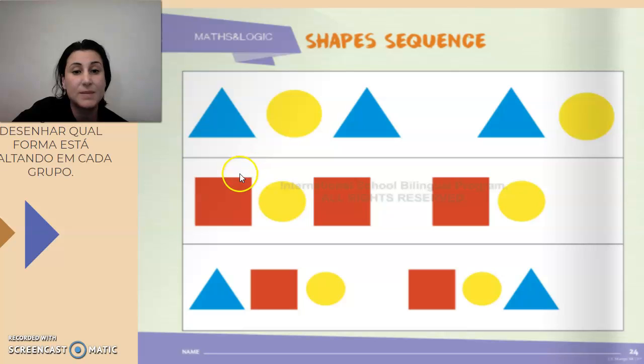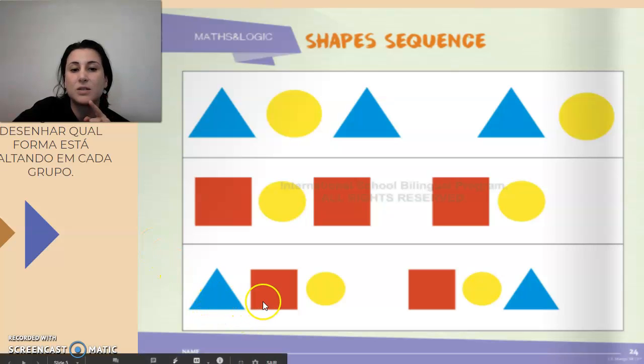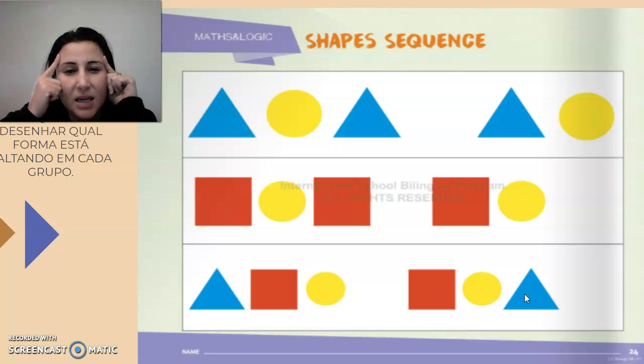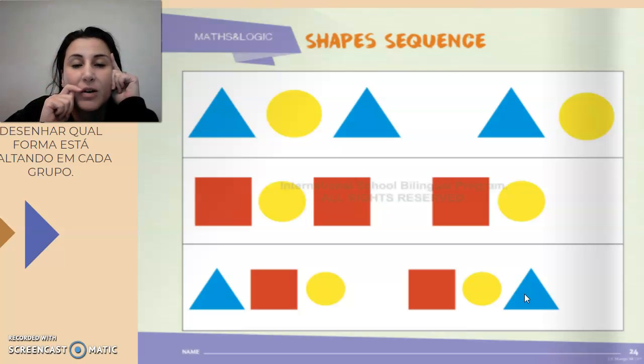And the same thing happened here, but on the second line are different colors and shapes. Square, circle, square is missing. Square, circle is missing. Then on the third line, triangle, square, circle, missing. Square, circle, triangle, missing. Pay attention, think about a little bit and do it, okay?